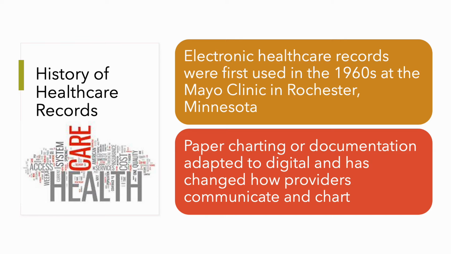Electronic healthcare records were first used in the 1960s at Mayo Clinic in Rochester, Minnesota. Paper charting or documentation was used prior to that and has adapted to digital, which has changed how providers communicate and chart. All information is now digital and located in one place within a patient's electronic healthcare record.